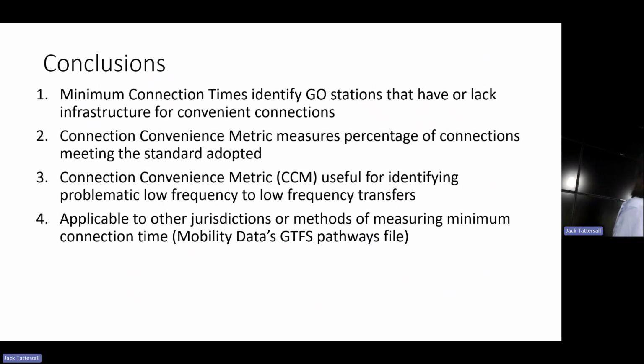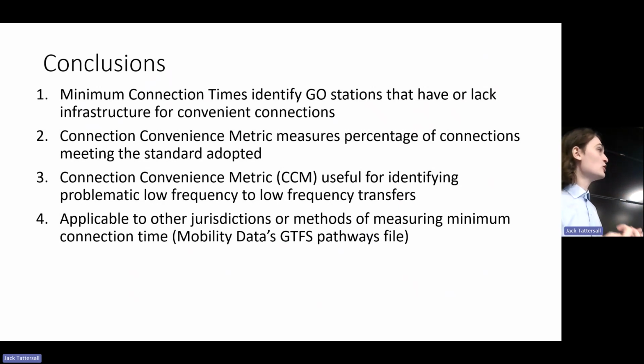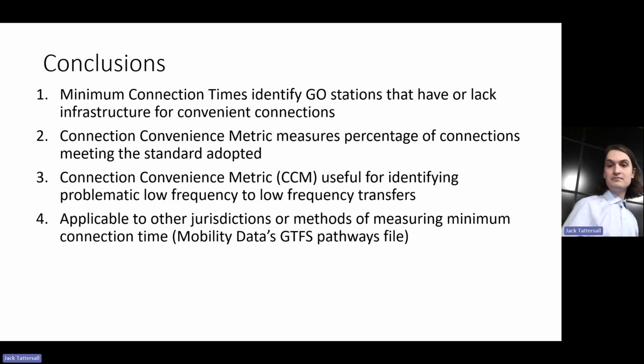For instance, MobilityData, which manages the standard for the GTFS transit feeds used by transit agencies to publish schedules, has an optional pathways file that will allow you to specify paths within a train station or hub, and then you can specify the time to walk a certain concourse or a certain hallway or go up a certain staircase, and that could allow a more accurate measurement of minimum connection time if the agencies in the jurisdiction you're analyzing use that. So in Sydney, for instance, they do use the pathways.txt file. No agency in the GTHA does, unfortunately.